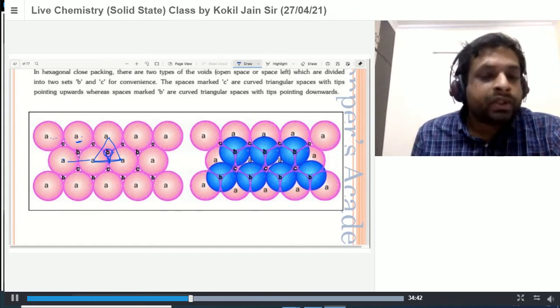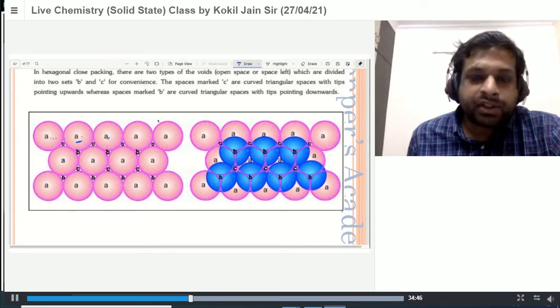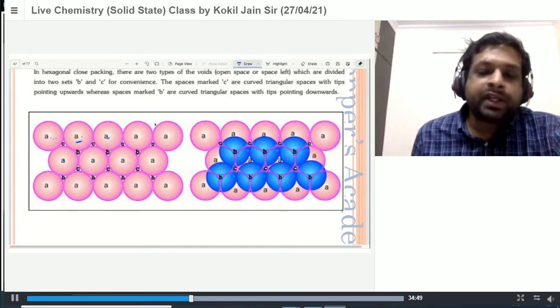Now let's try another type of close packing. What we are going to do in the third dimension here is put another layer on the B void of the hexagonal close packing. Now see here, I have only the B void volume here.